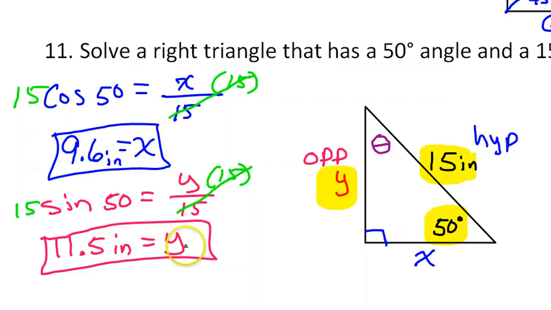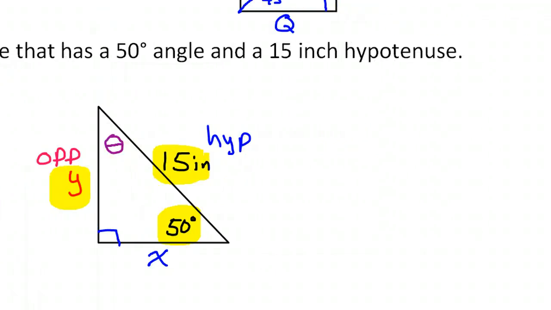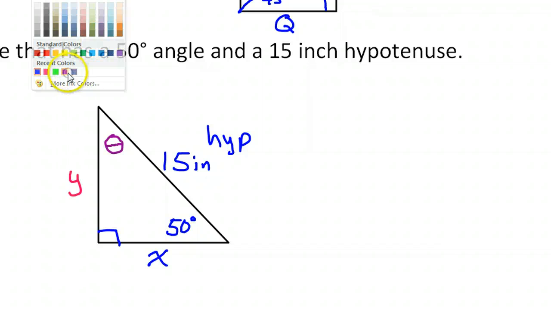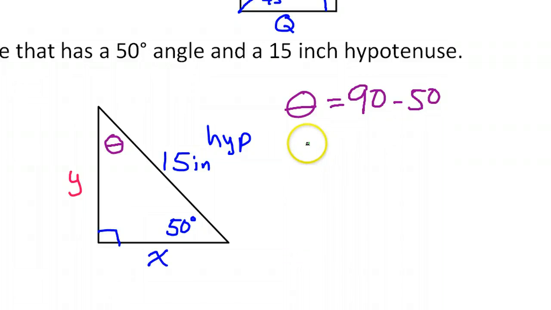All right, last thing we have to find from this triangle, we need to solve for the angle theta. Well, we don't even need any trig functions or anything. If we're given one angle, we should be able to find the other angle just by subtracting from 90. Okay, because these both have to add up to 90. So 90 minus 50, that's going to give me the other angle. So theta is equal to 40.